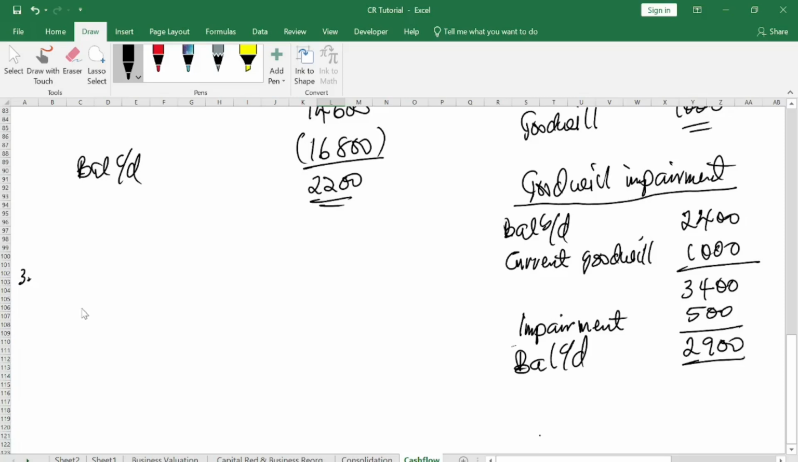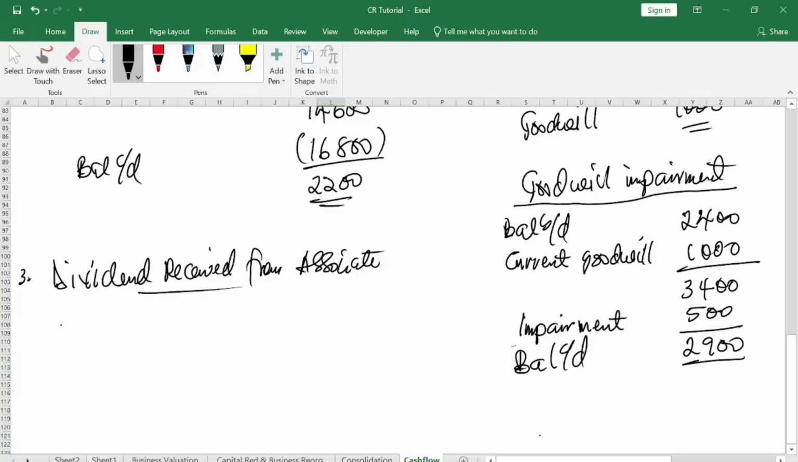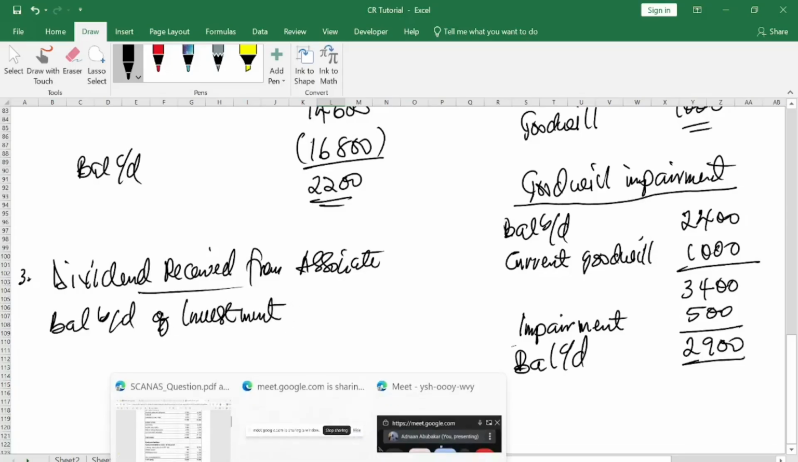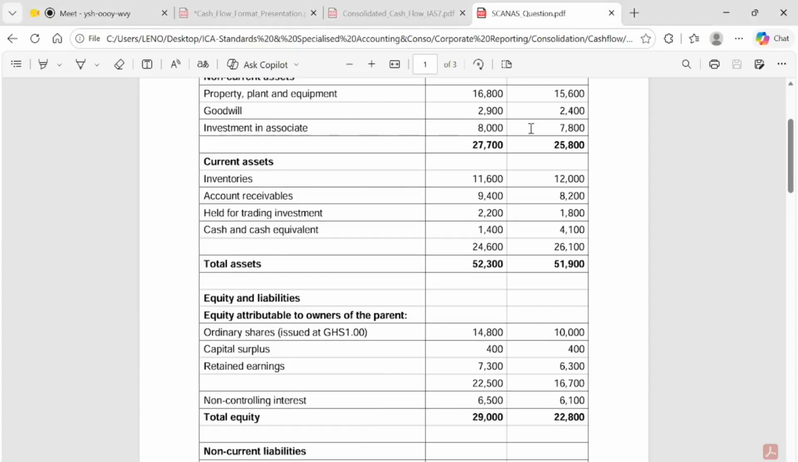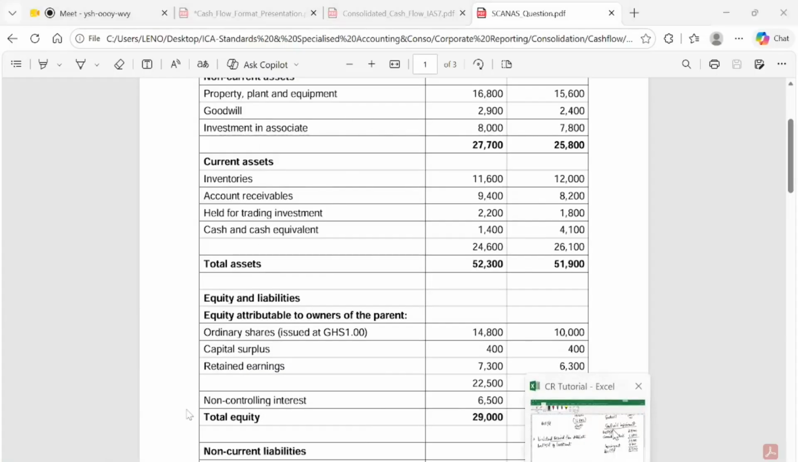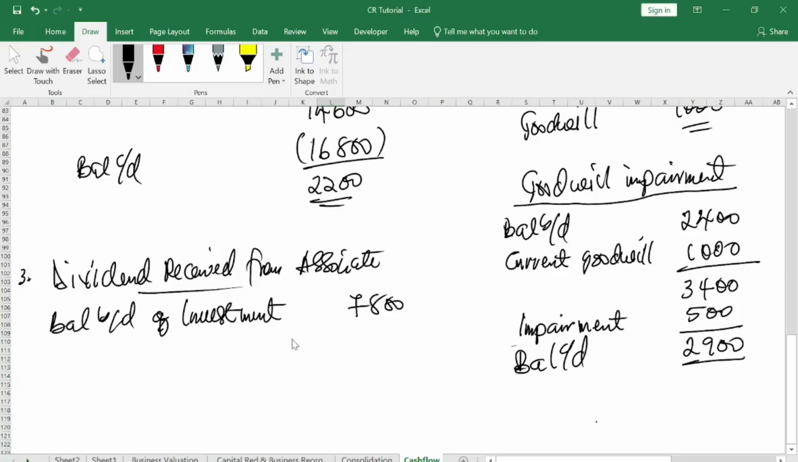you will start with dividend received. So dividend received from associates, you will start from balance brought down. You go in the question, it's how much? Balance brought down is how much? Associates, check. 7,800. Do you understand?